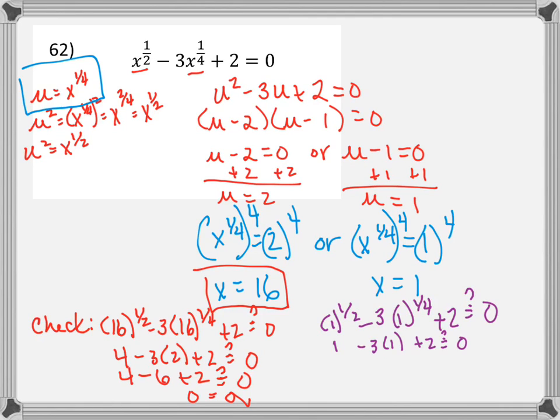1 to the 1/2 power is 1. 1 to the 1/4 power is 1. 1 minus 3 times 1 plus 2, does that equal 0? 1 minus 3 plus 2, does that equal 0? Yes, it does. So both of these work. So x can be 16 or x can be 1.